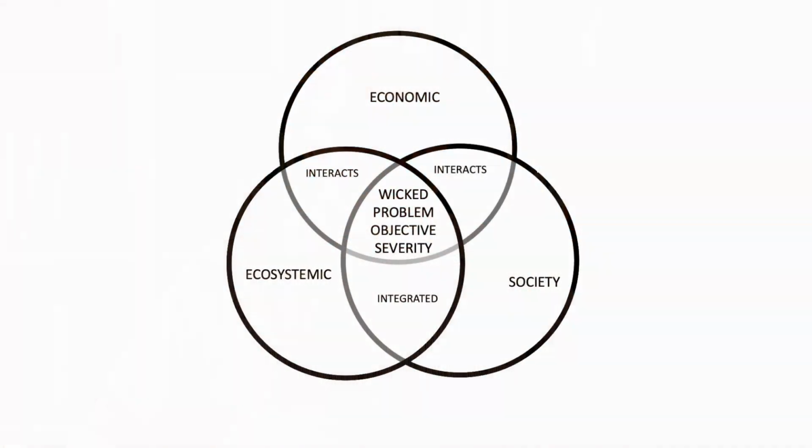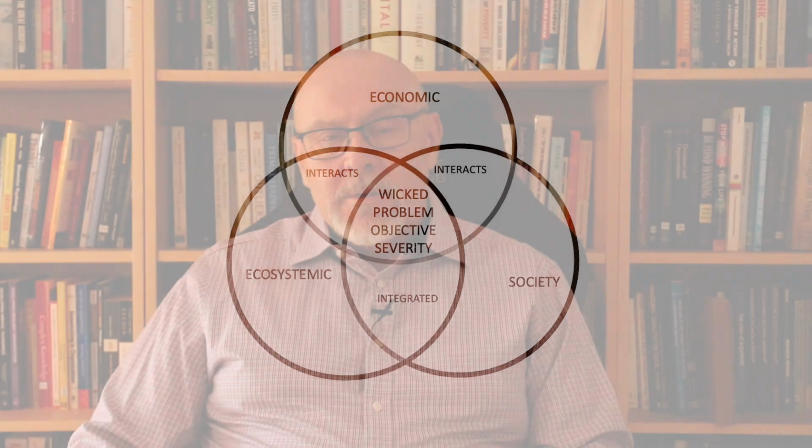In my model of wicked problem objective assessment, I look at three systems impacted by wicked problems. Wicked problems impact economic systems which interact with society and vice versa. Society is, of course, integrated with the ecosystems in which we live, and ecosystems interact with economic production systems.